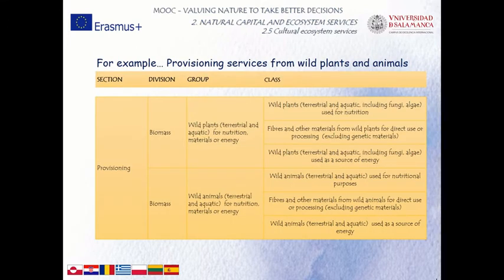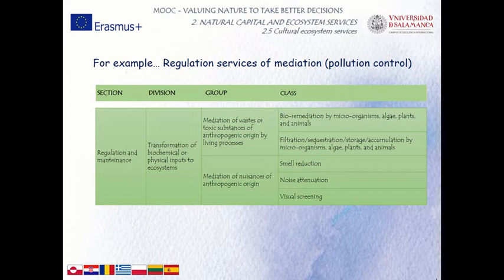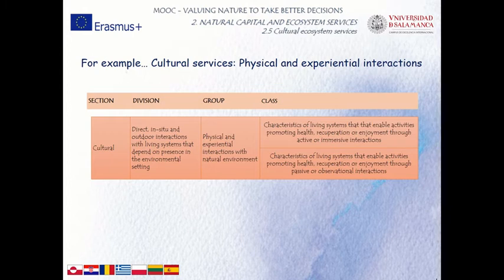So take, for instance, the provisioning service from wild plants. Here you have a very short part of the structure to give you a flavor of what the classification is like. Another example in the regulation realm, with the section, division, group and class. And another example in the cultural realm, physical and experiential interactions. We will be talking about this in a few seconds. But here you see the different classes that are now in this group of physical and experiential interaction, belonging to a certain division, belonging of course to the section of cultural ecosystem services.